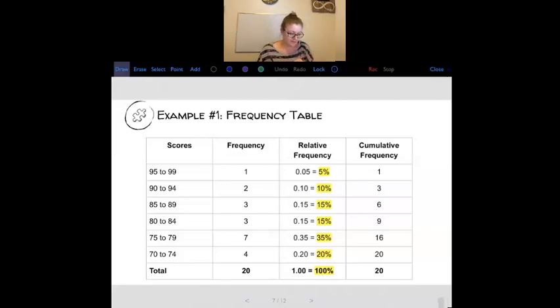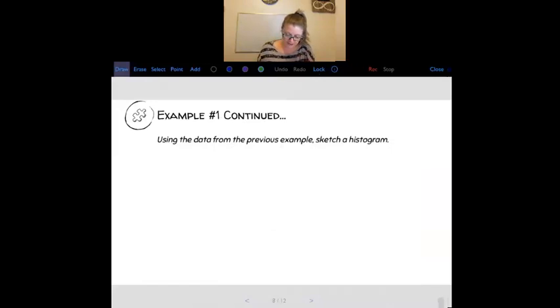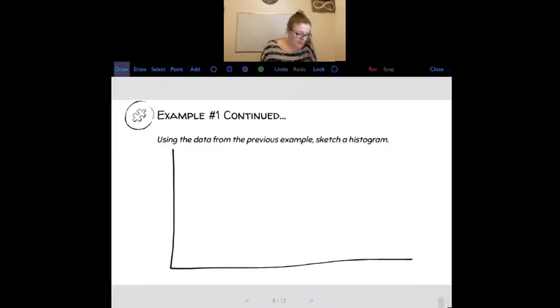Next, we're going to talk about making a histogram. Okay, so when we make a histogram, we have an X and Y axis, or horizontal and vertical axis. With a histogram, remember that we have bars that have an equal width and that are touching each other because we have a continuous data set. So this is going to be our categories, or our scores really, and then on the Y, we'll have the frequency, or number of times that it occurs.